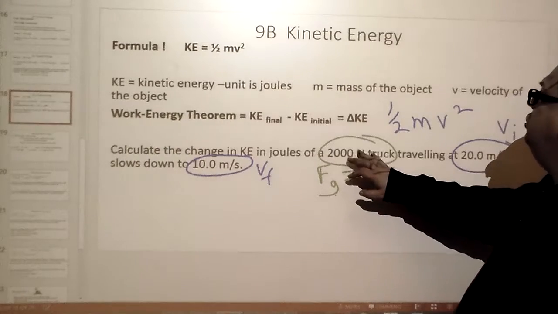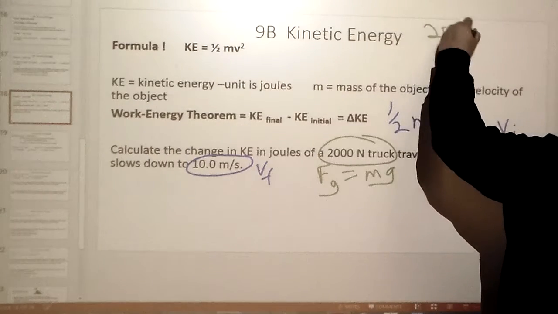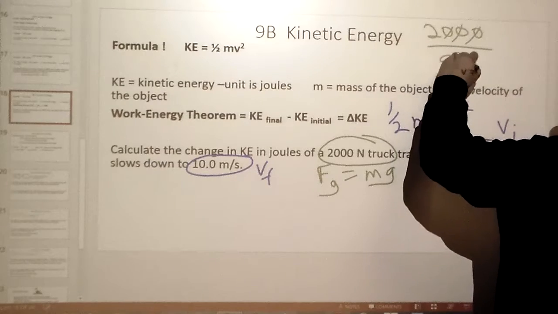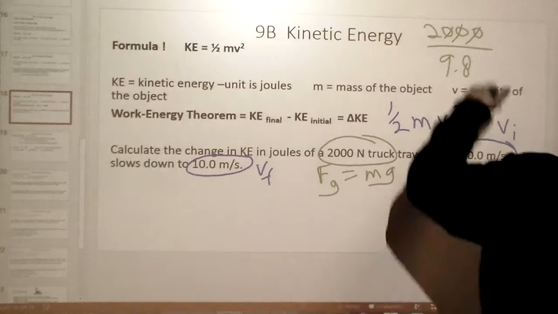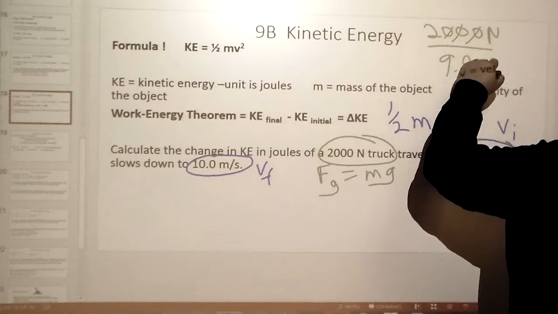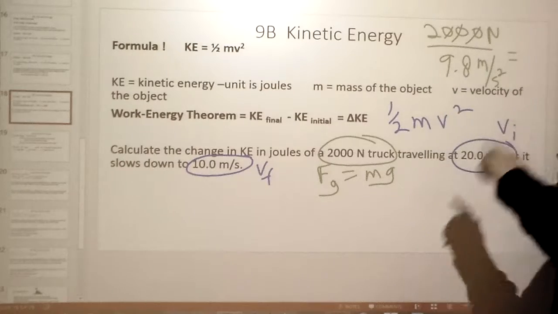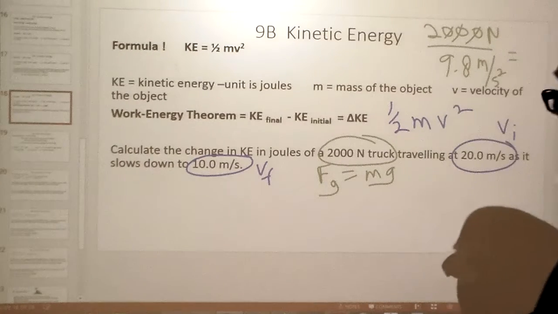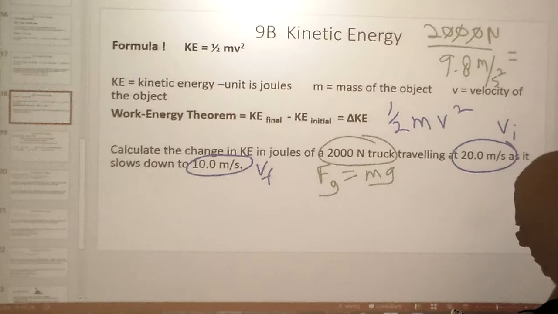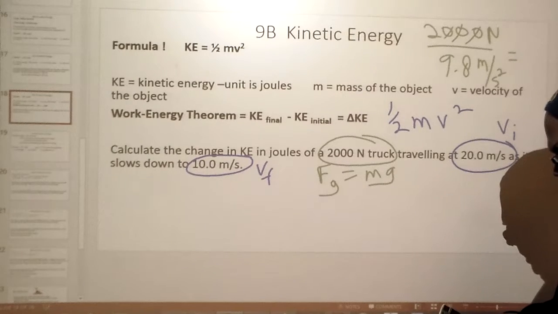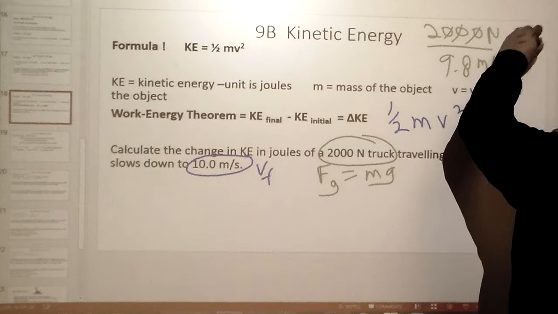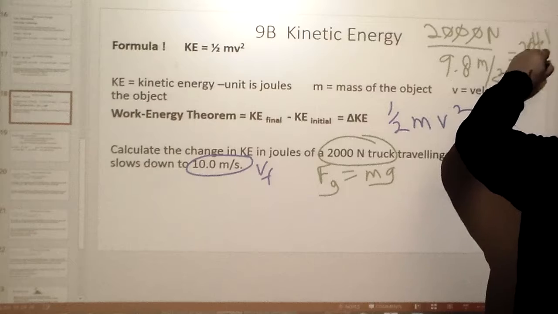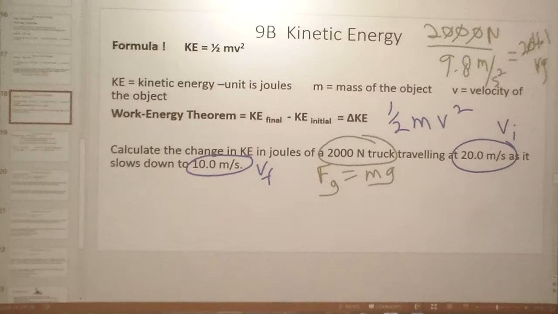Okay? So what we're going to do, we're going to take the 2,000, we'll put that up here, and we're going to divide that by 9.8. So we have 2,000 newtons, and we're dividing it by 9.8 meters per second squared, and that's going to give us how many kilograms the actual truck is. So 2,000 divided by 9.8 equals, and I go with about 204.1 kilograms. So we're going to go with that, 204.1. That doesn't weigh a lot.